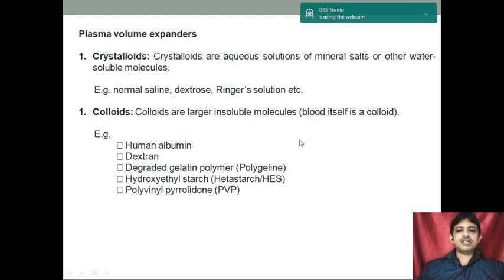Clear? Blood itself has a colloid. So colloids are the larger insoluble molecules like human albumin, dextran, degraded gelatin polymer, hydroxyethyl starch, polyvinyl pyrrolidone. So these are the different colloids. One by one we'll see some of the important colloids which are used as plasma volume expanders.